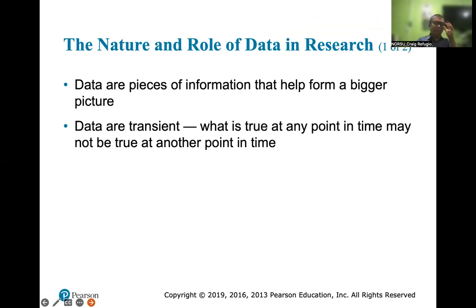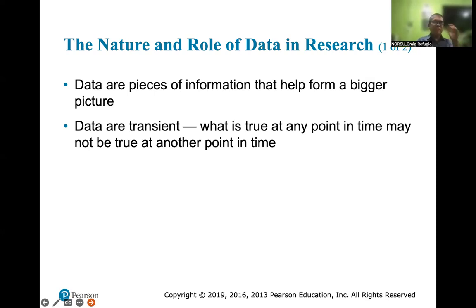The nature and role of data in research. So data are pieces of information that help form a bigger picture, and the data are to be collected scientifically, correctly, because if the data are incorrectly collected, then the analysis, the interpretation, findings of the study, as well as the conclusions and recommendations would not be classified as correct. Why? Because the data are incorrectly collected.